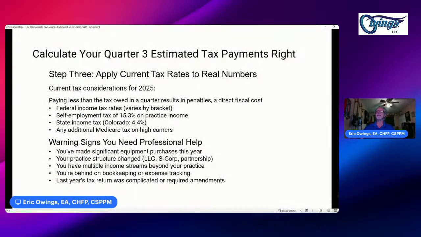Now, step 3, and here's the important part, is you want to apply the current tax rates to real numbers. So once you have an idea of what the rest of your year will be, an estimate, then you go to any one of a number of sources to estimate the taxes on that amount. The next step is to subtract any payments that you might have made in April and June.